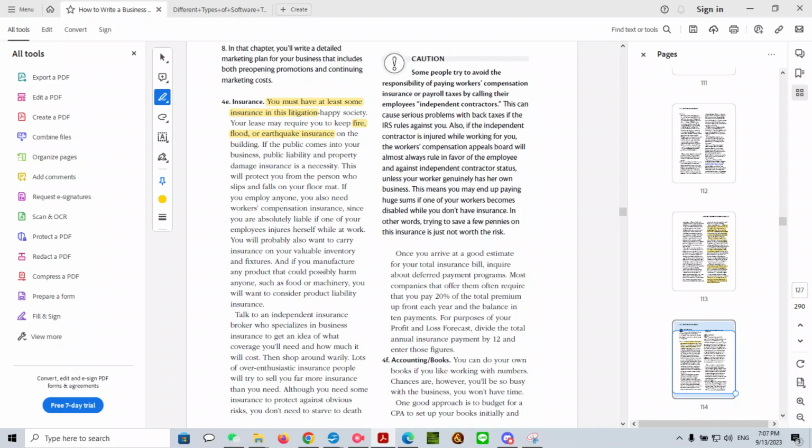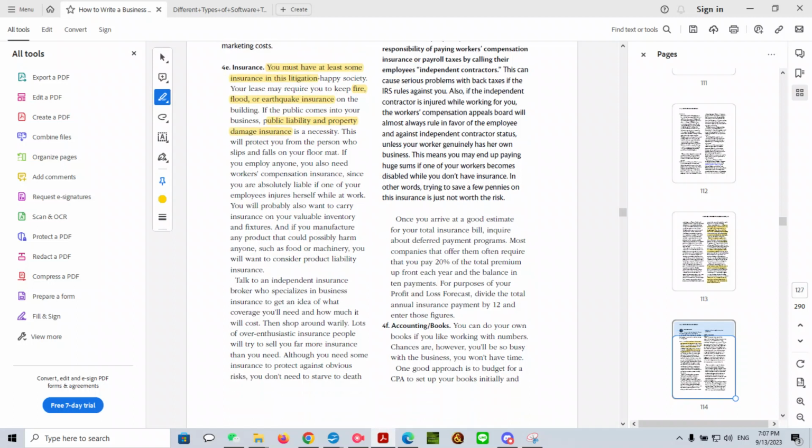Any liability: if the public comes into your business, you have public liability and property damage insurance. So we have those things under the category of insurances. We need to take the total cost of the insurance for all things that we need insurance for, and add that up to find out how much it's going to cost. What you want to do is talk to insurance brokers specialized in business insurance.